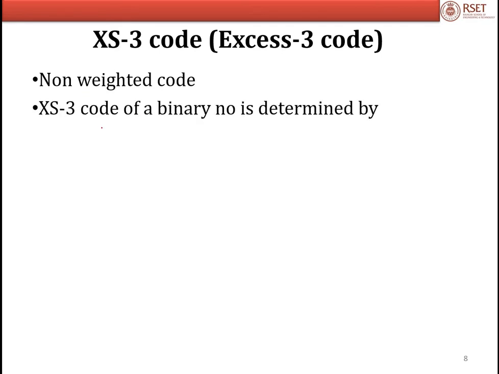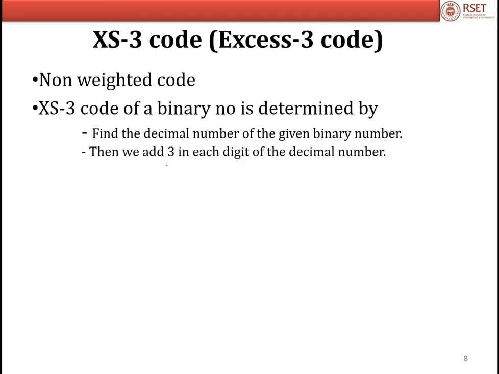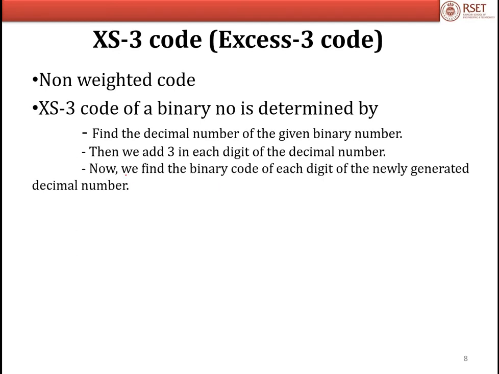Next is XS3 code. It's a non-weighted code. XS3 code of a binary number is determined by, first, finding the decimal number of the given binary number. Then we have to add 3 to each digit of the decimal number. Then we find the binary code of each digit of the newly generated decimal number. We have to simply add 3. So we will see an example.